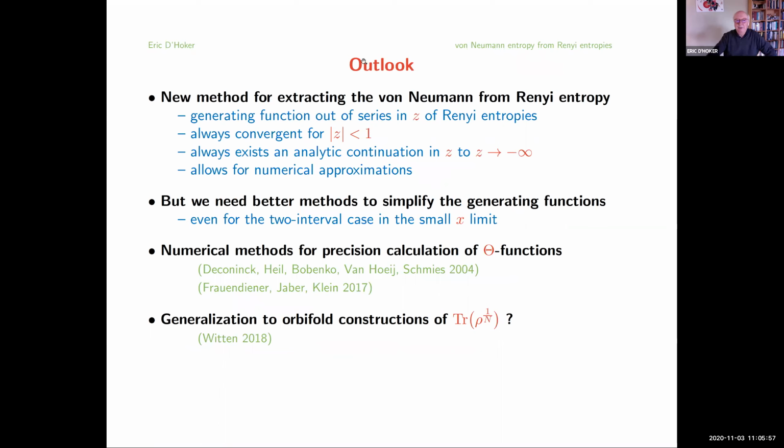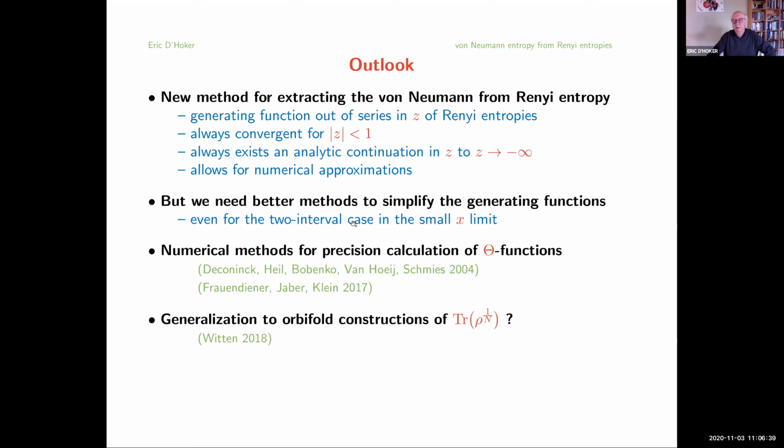I'm out of time, so let me give you a summary and outlook. I hope I've convinced you that we have an alternative way of extracting the von Neumann entropy from the Renyi entropies in terms of a generating function, convergent in the unit disk, which always admits an analytic continuation. Also, we have been able to do some numerical approximations. But we clearly need better methods to simplify the generating function. We don't know how to do this for general intervals.